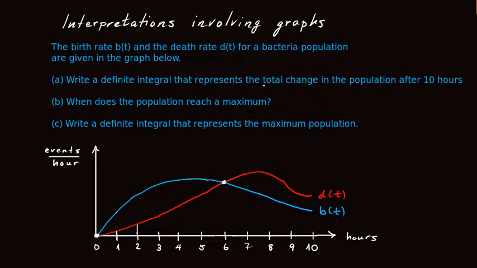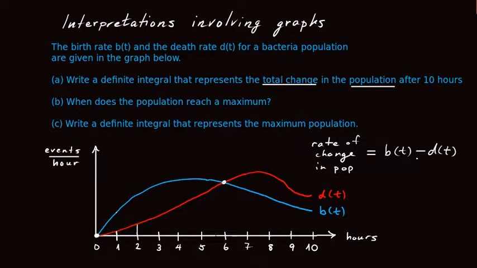So the key words here are total change. When we're asked to find the total change in the population, what we want to do is find a definite integral. In order to do that, we need to find the rate of change and then write that definite integral. What is the rate of change in the population? Well, there are two contributors to the rate of change. One is a positive contributor, which is the birth rate. So we have births, but then we have a negative contribution due to deaths. So the actual rate of change is the birth rate minus the death rate.